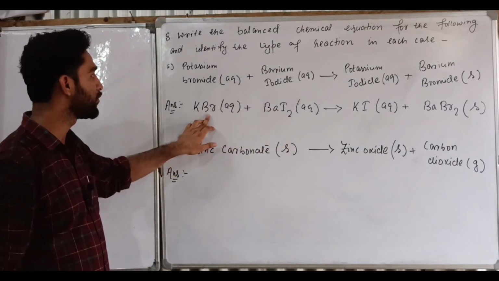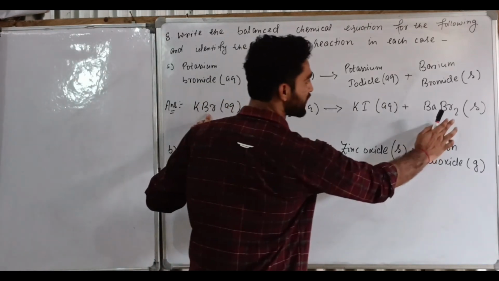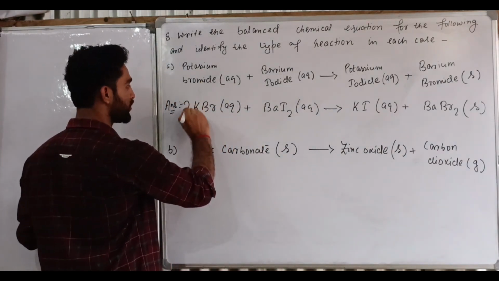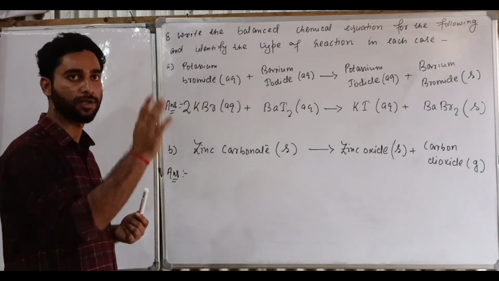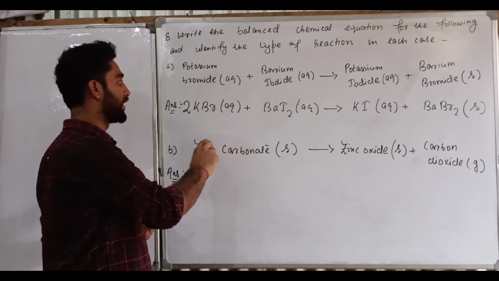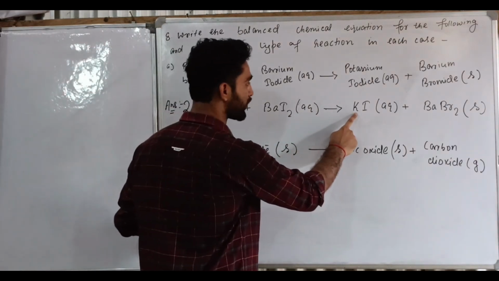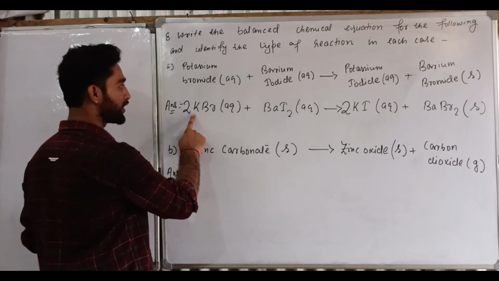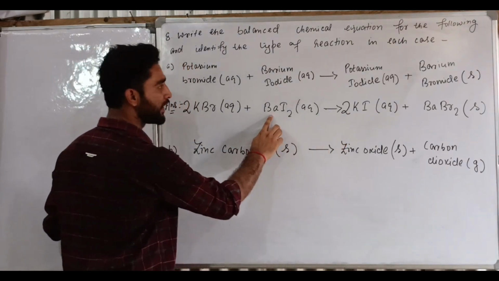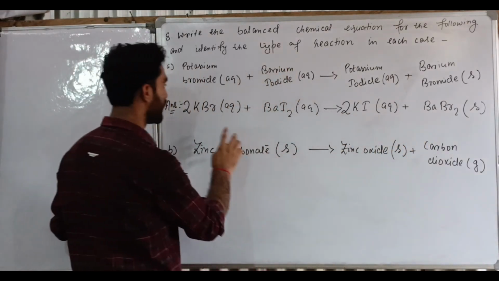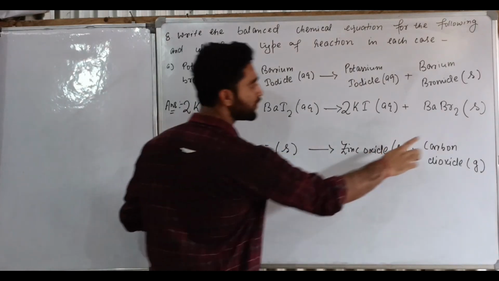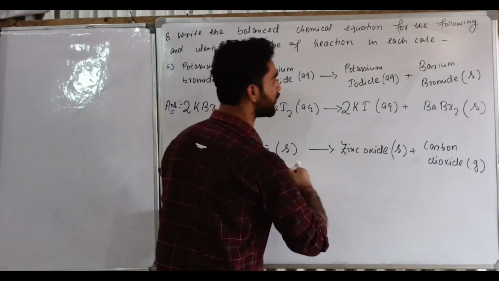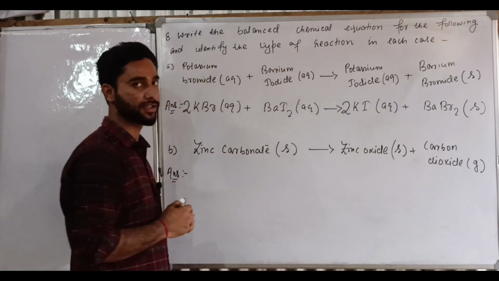So see, this side bromine how many? 1. This side bromine how many? 2. So this side number of bromines are less. So put 2 here. Now again start from the beginning. First try to balance the metal. Potassium 2, this side potassium is 1. So put 2 here. Now potassium 2, potassium 2. Barium 1, barium 1. Now bromine, this side bromine 2, this side bromine 2. Then iodine, iodine 2, this side iodine 2. Now the reaction became balanced.